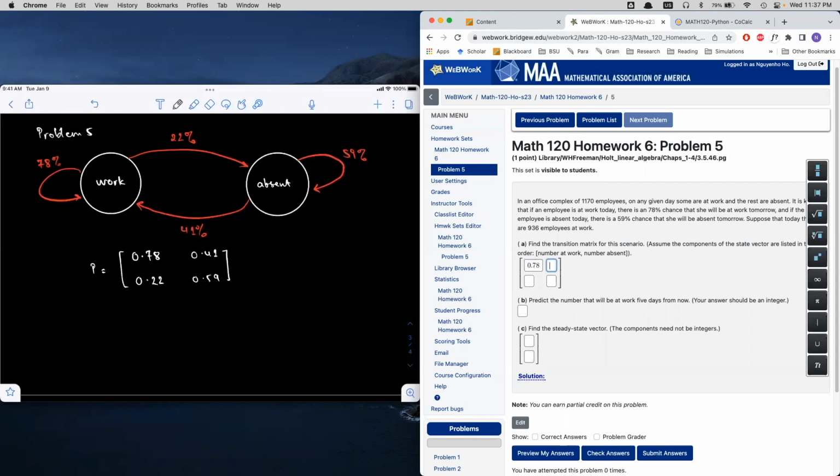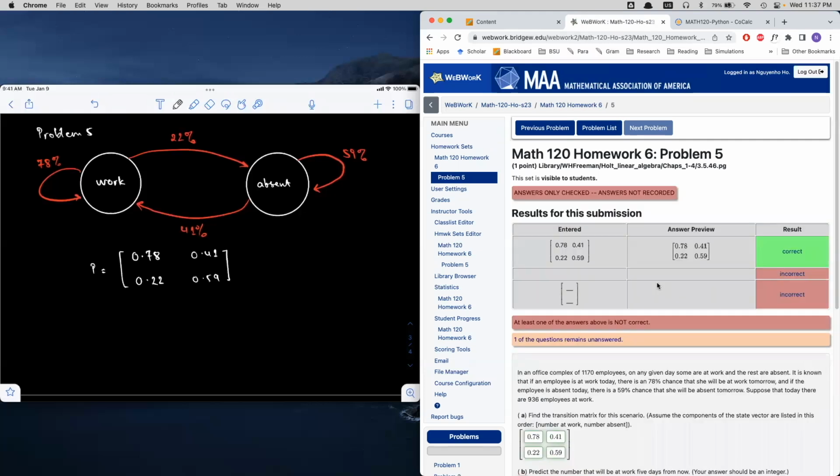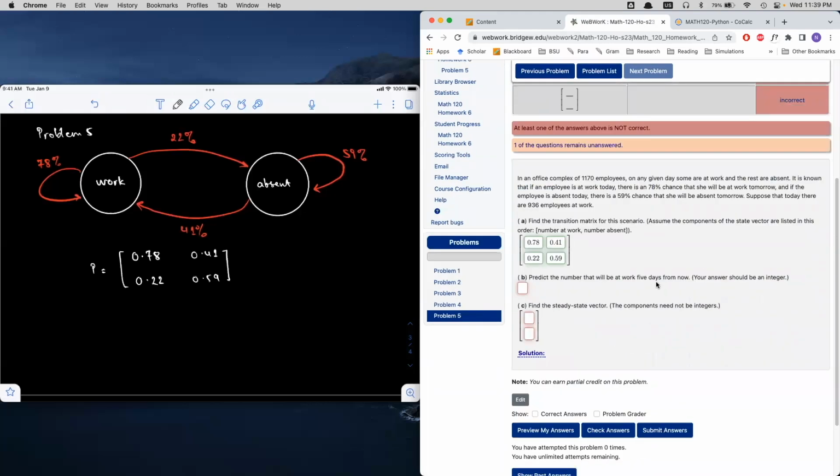So 0.78, 0.41, 0.22, 0.59. Check the answer. Okay, so that's good. Now you want to make a prediction for the number that will be at work 5 days from now. All right, so that means you need to calculate x5, right?